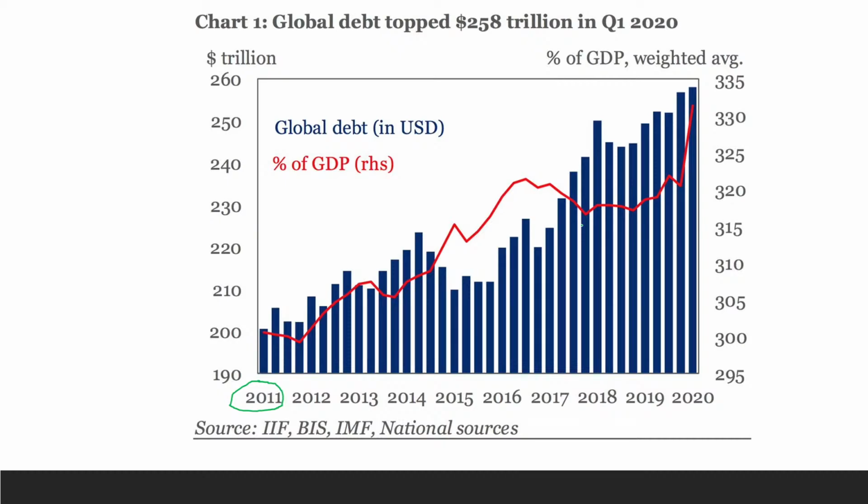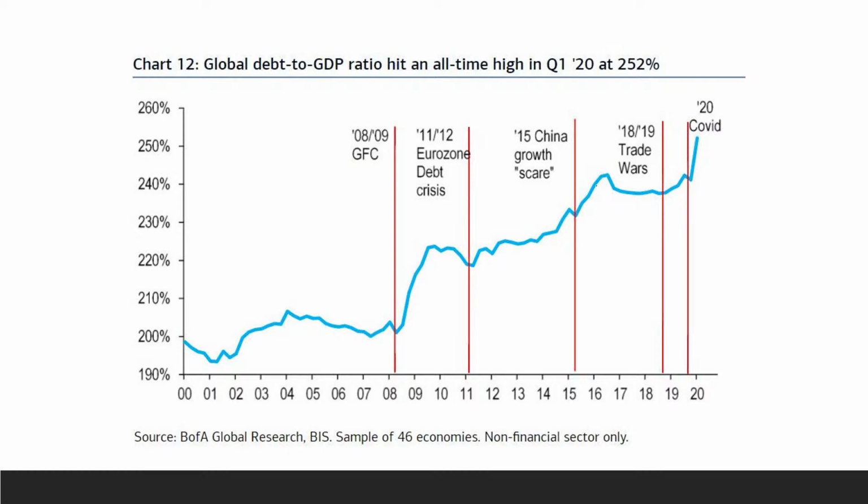But that doesn't really add to the economy. It doesn't produce taxes that the government can collect. So here's another chart from 2000 to 2020. Debt to GDP ratio, really low, like 200%.